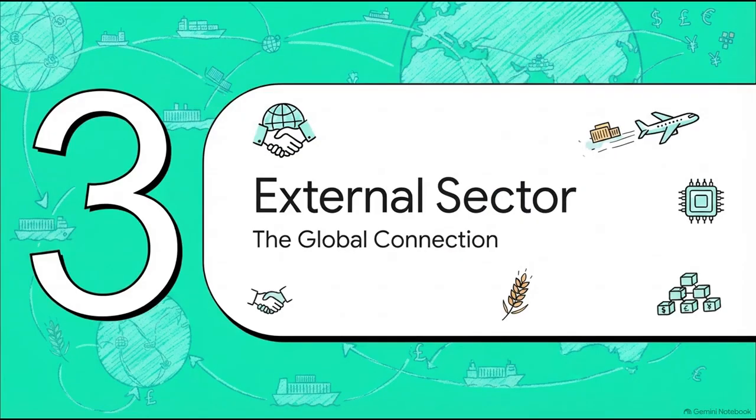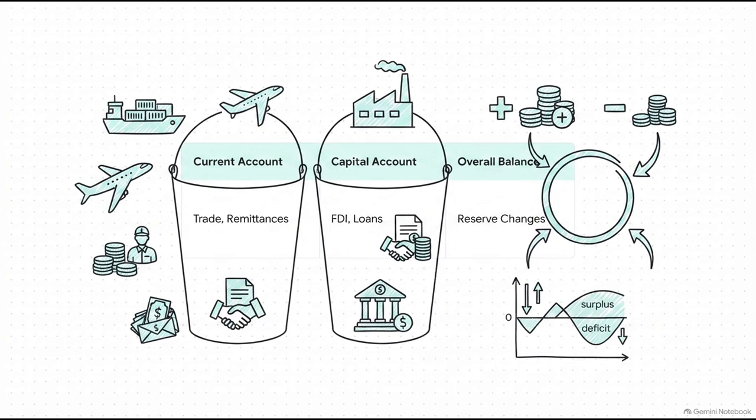Section 3. External sector, the global connection. Now, let's look at how the balance of payments separates money flowing across borders into two very distinct buckets. First up is the current account. This tracks your daily money flows, so the trade balance of exports minus imports, payments for services, and crucially, workers' remittances sent back home. The second bucket is the capital and financial account, which tracks those long-term investments like foreign direct investment and foreign loans.